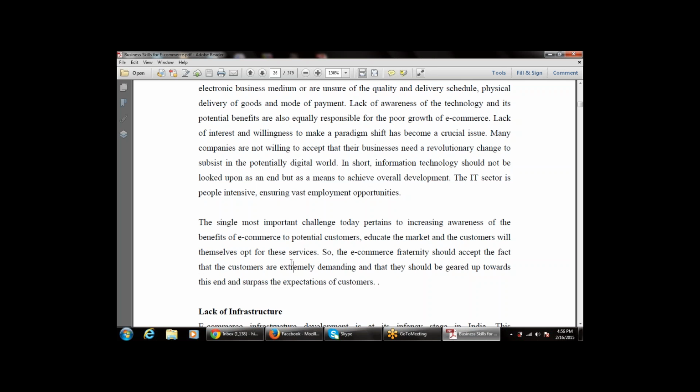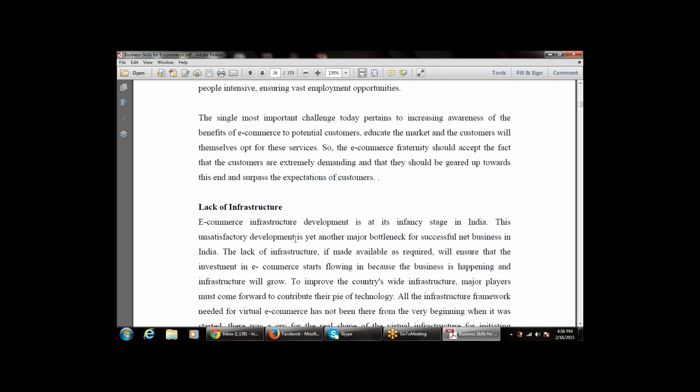Now the next is lack of infrastructure. E-commerce infrastructure is still at its infancy stage in India. This unsatisfactory development is another bottleneck for successful net business in India. If the lack of infrastructure is addressed as required, investment in e-commerce will start flowing in. There is more development of e-commerce, but the infrastructure is very low. So that is also a limitation of e-commerce.